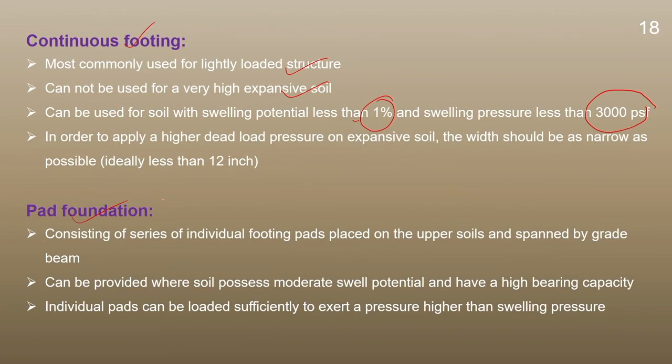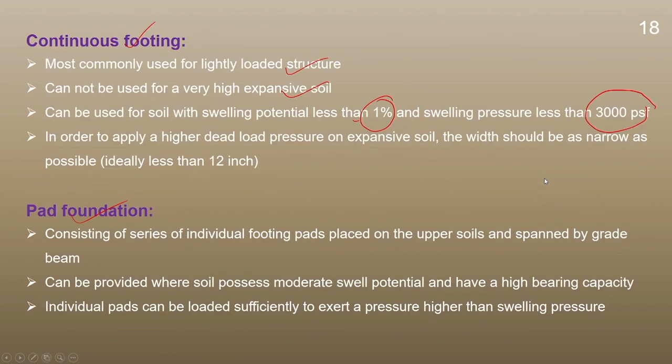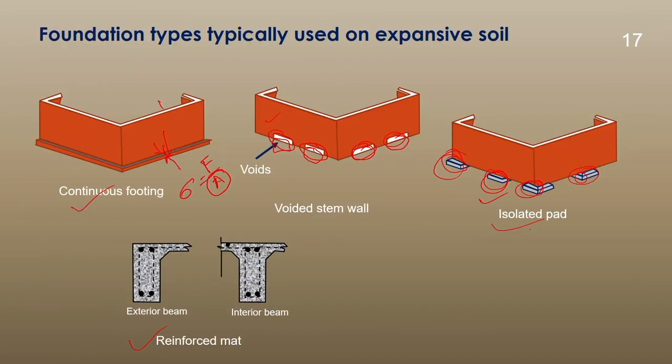Next is the pad foundation. So this is the pad foundation, these are isolated pads. The pad foundation consists of a series of individual footing pads placed on the upper soil and spanned by grade beams, and it can be provided where the soil possesses moderate swell potential and has a high bearing capacity. Also, the individual pads should exert a pressure higher than the swelling pressure of the soil. So in this case, we can provide the pad foundation, and the pressure coming from this pad will be more than the swelling pressure of the soil. And this pad should be located at a far distance so that the effect will be minimum.